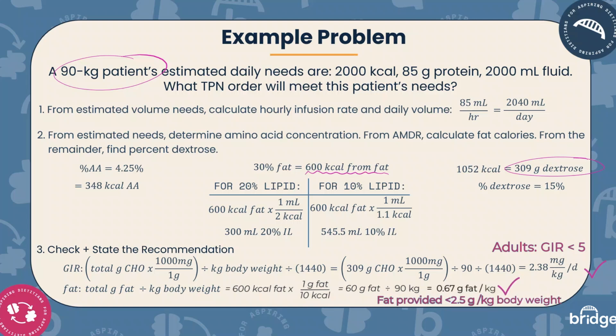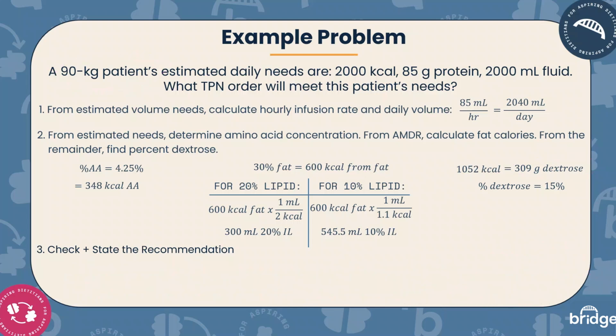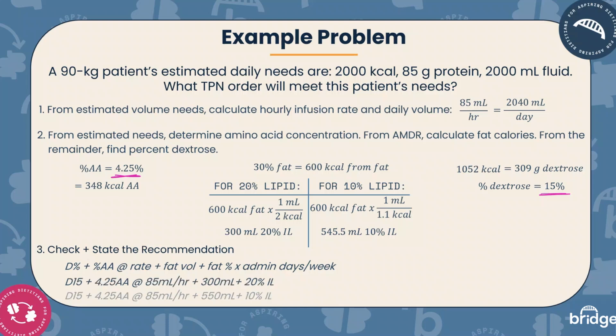Now, this is a TPN problem, and the central vein can handle higher osmolarities, so we don't need to meet that 800 to 900 milliosmol threshold of PPN, which means we can just state our recommendation, which is the percent of dextrose plus the percent of amino acid. For dextrose, we have 15% dextrose. We have 4.25% amino acids. We are administering this at 85 milliliters per hour.